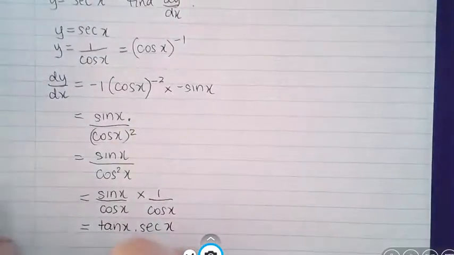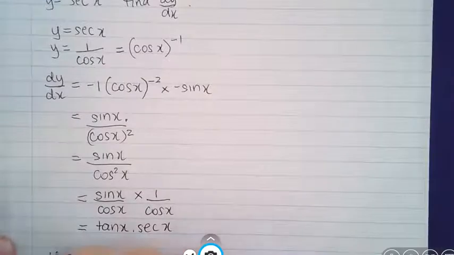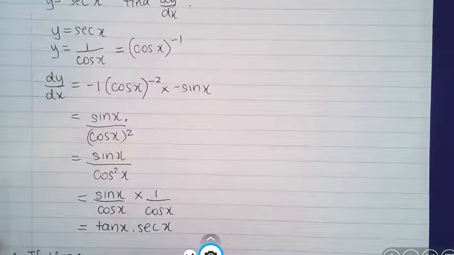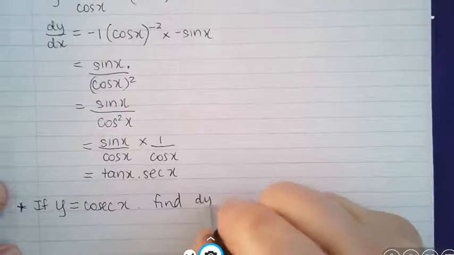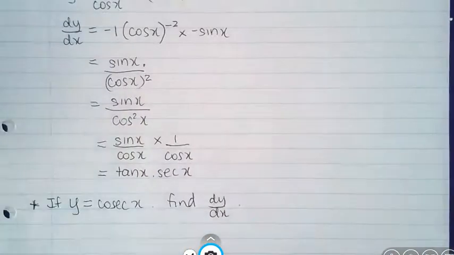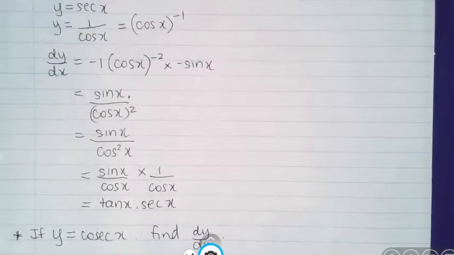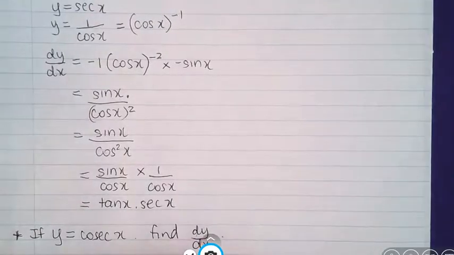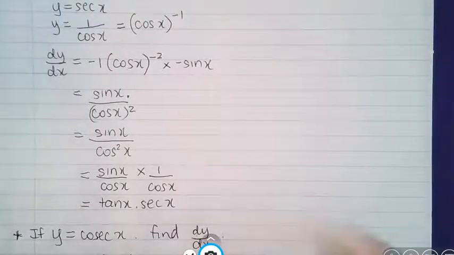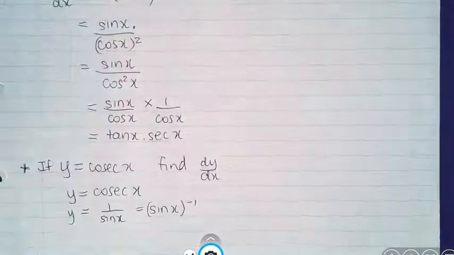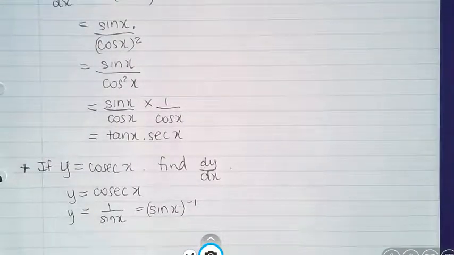And the last one, which one haven't I done? If y is cosec x, find dy dx. So for cosec x, let's use the same method as what we've just used. So we've got y is cosec x. How are you going to write it? Cosec, we write it as 1 on sine x, which is sine x all to the power of negative 1.